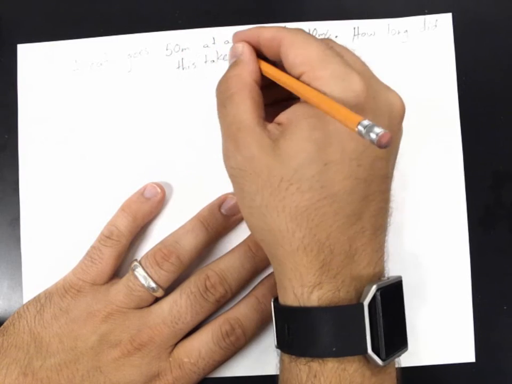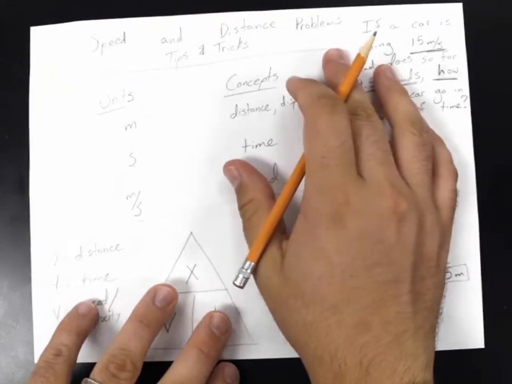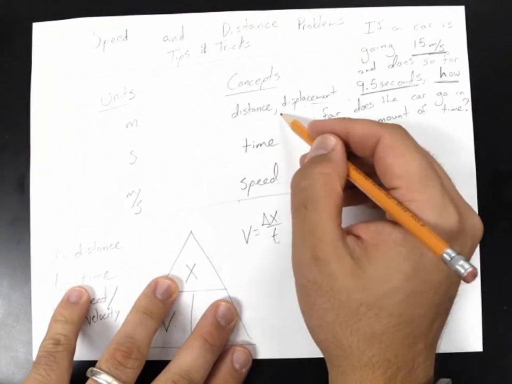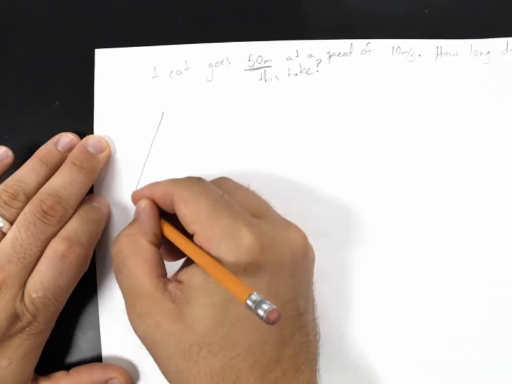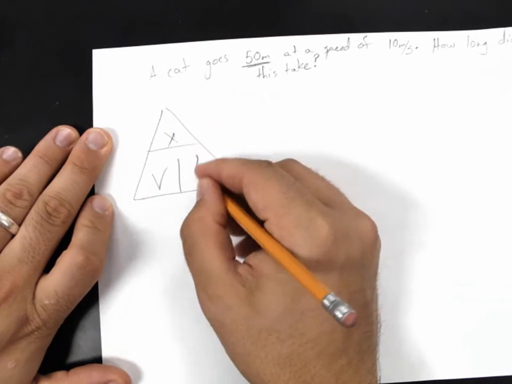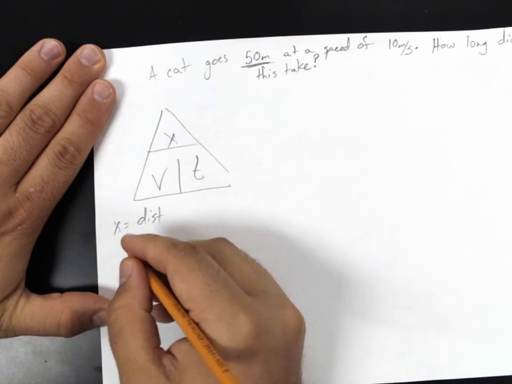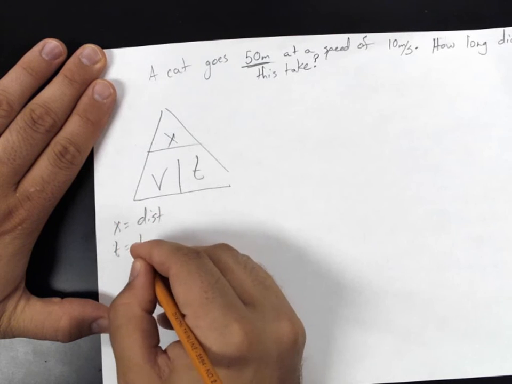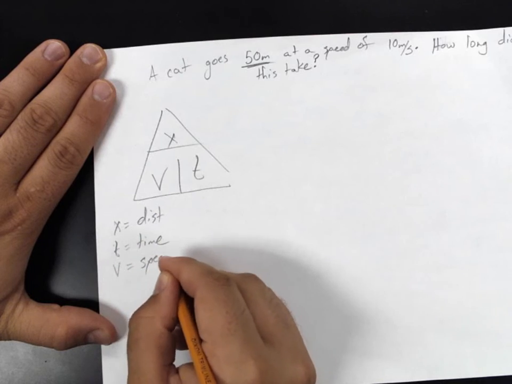So first thing we do is we look at our units and our numbers. 50 meters. We look at our little cheat sheet over here. Meters is a measure of distance or displacement. From our triangle from earlier, I'll redraw it. X, V, T, where X is distance. T is time. V is speed. Okay, cool.